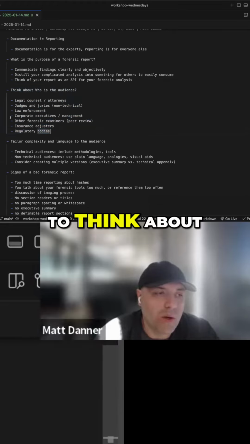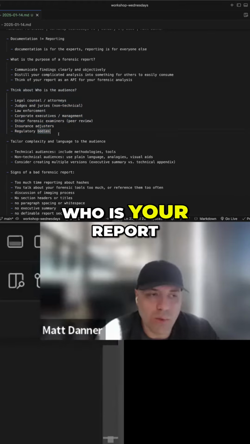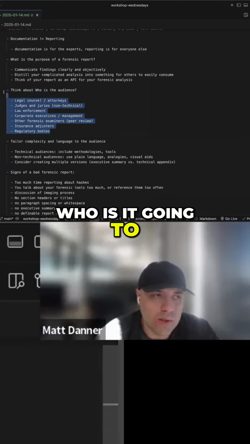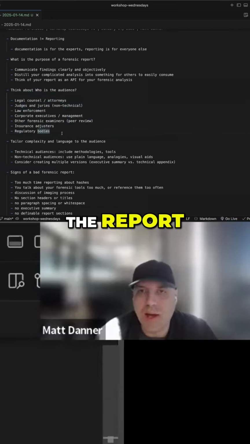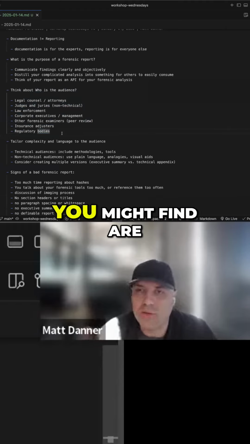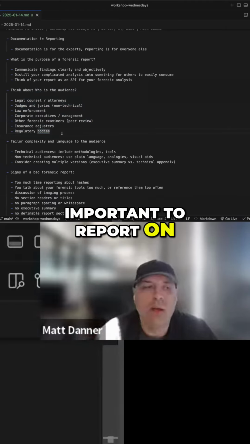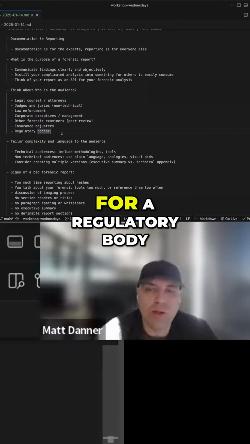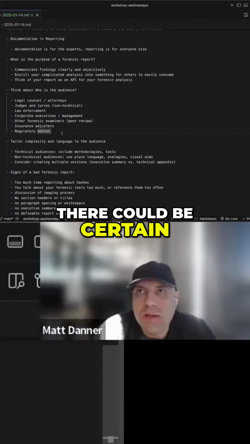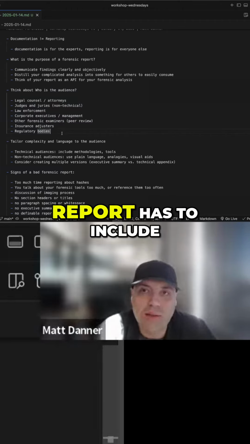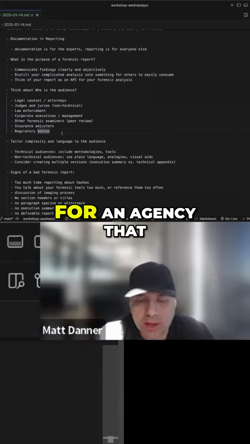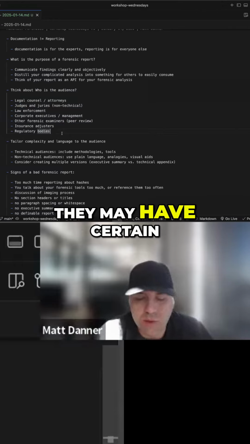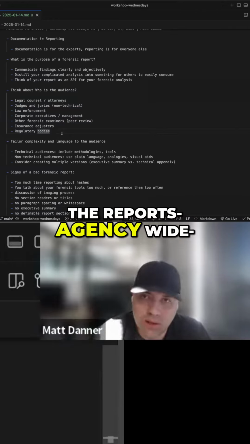But this is important to think about: who you're reporting to, who your report is going to be consumed by. This can add to the strategy of how you structure the report, and of what specific things you might find are important to report on. For example, if you're doing something for a regulatory body, there could be certain specific standards that your report has to include. If you're writing a forensic report for an agency that you work for, they may have certain standards for all of their reports agency-wide that they have to include.